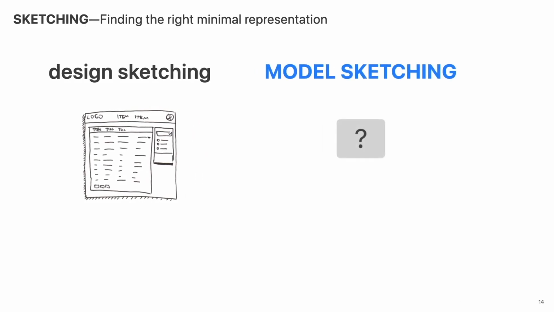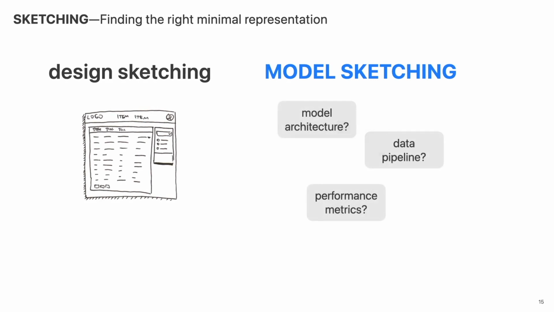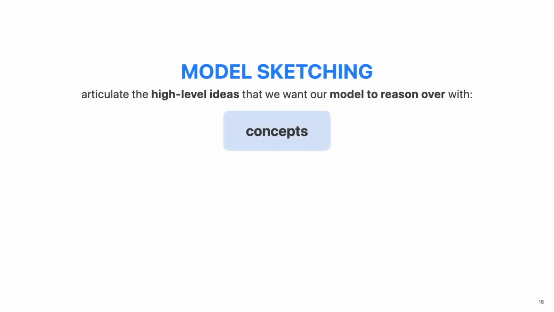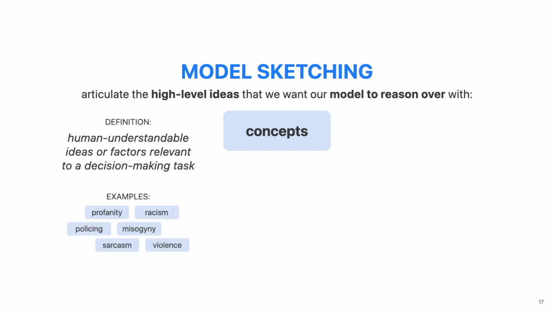So what should a sketch of an ML model look like? We argue that often discussed components, like performance metrics and model architectures, don't focus us on the right details. To reason over the values embedded in a model, we need to be able to iterate over its decision-making logic, the factors that our model should reason over to make its decisions, which will carry over to a full production model. In our work, we focus on concepts as the minimal representation for ML sketches, where we define concepts as human-understandable ideas that are relevant to a decision-making task, like profanity and misogyny for the task I described earlier.